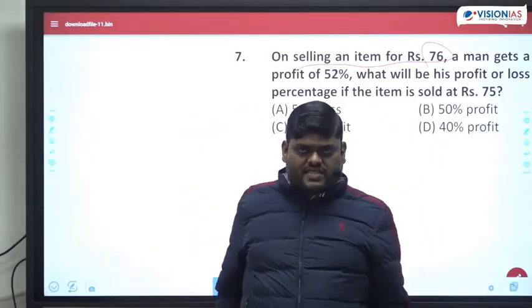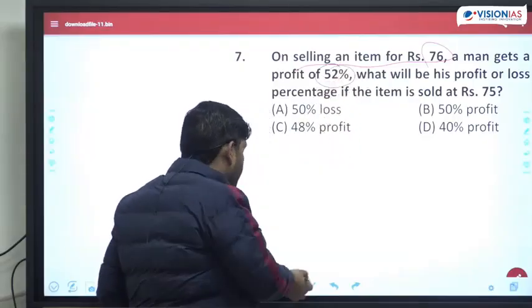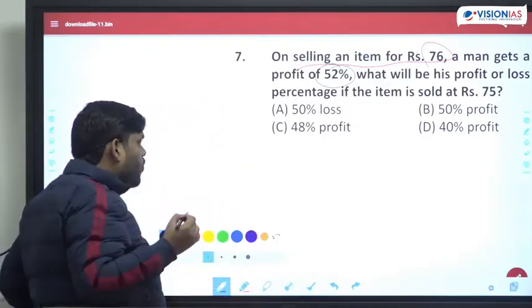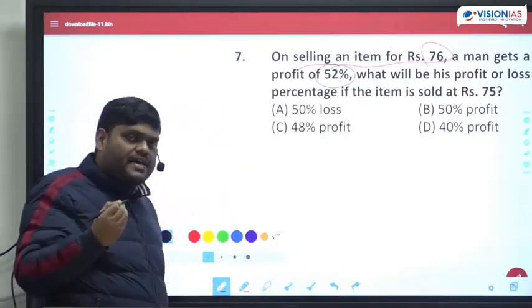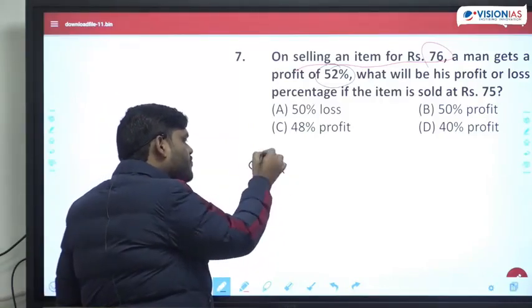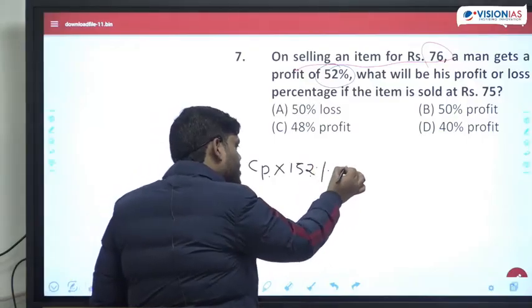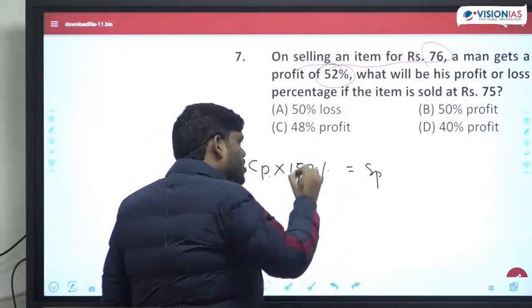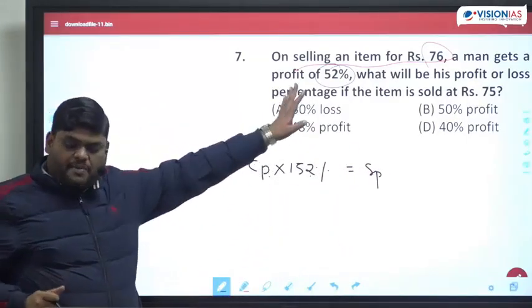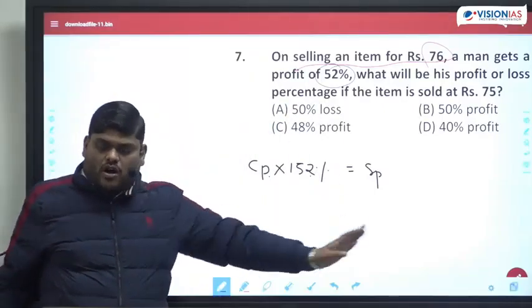of 52%. That means you have to understand what is the relationship between CP and SP. What is the relationship between CP and SP? That means CP with a profit of 52%. That means now CP becomes 152% and that is equal to SP. This is the implication of the first statement. And if you are able to understand, you can solve any question.